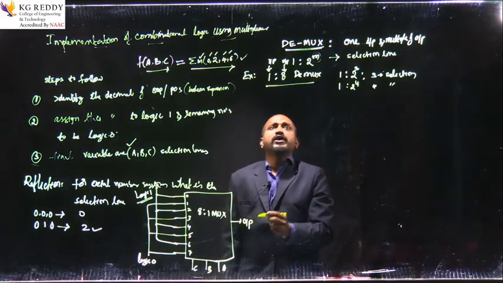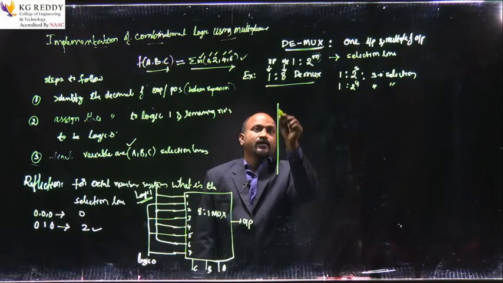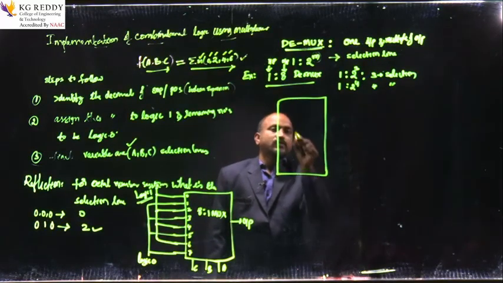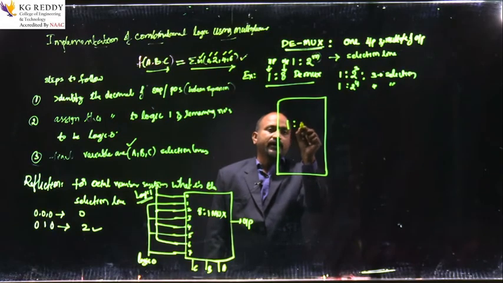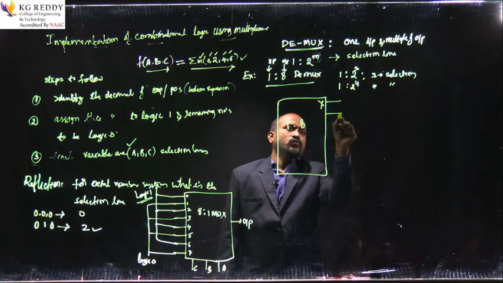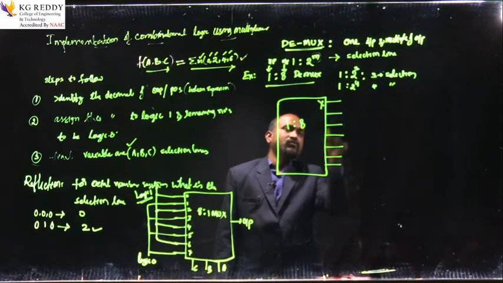So let us discuss the 1 is to 8 demux. The diagram will have 1 input and 8 outputs. Let us take the outputs Y0, Y1, Y2, Y3, Y4, Y5, Y6 and Y7.